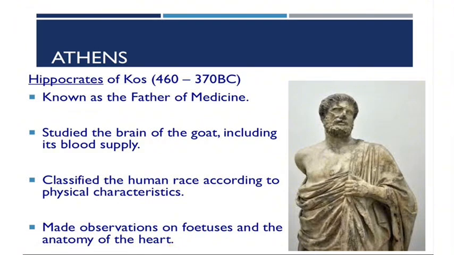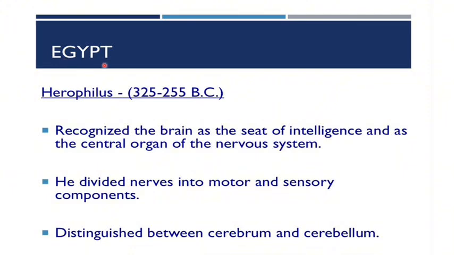And he made very important observations on fetuses and the anatomy of the heart. So, father of medicine: he studied the brain of a goat, including its blood supply, classified the human race according to physical characteristics, and also made observations on fetuses and the anatomy of the heart.